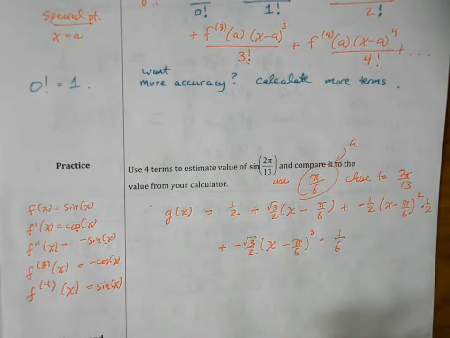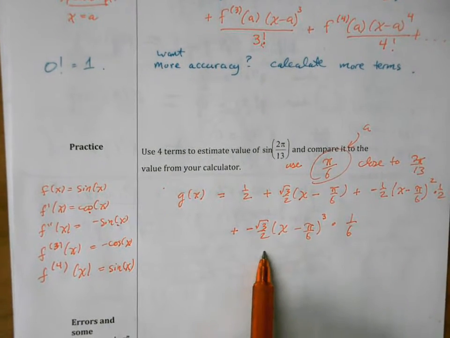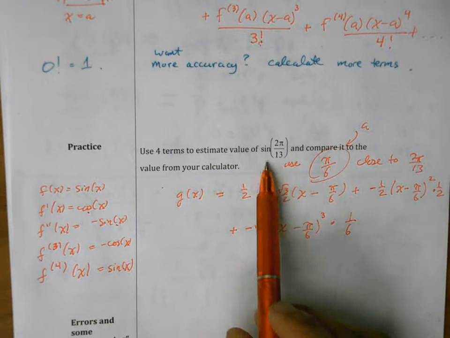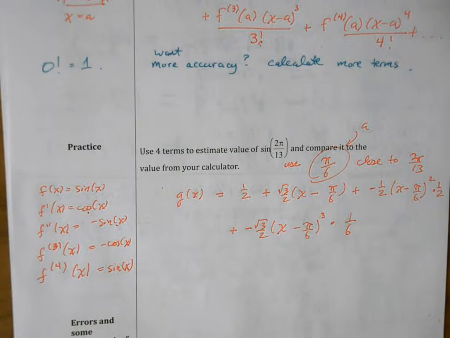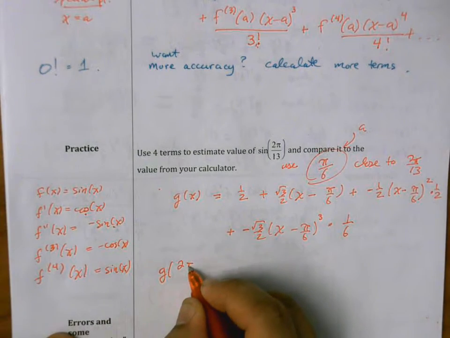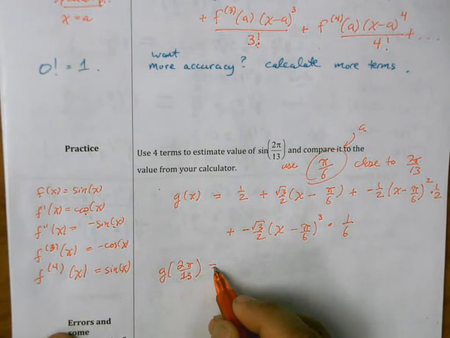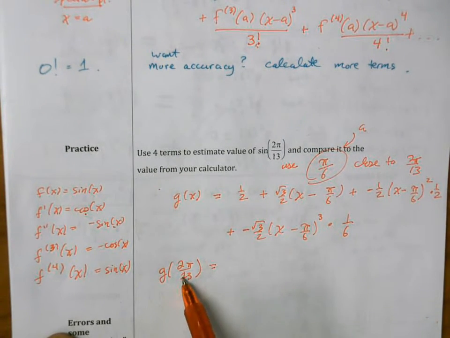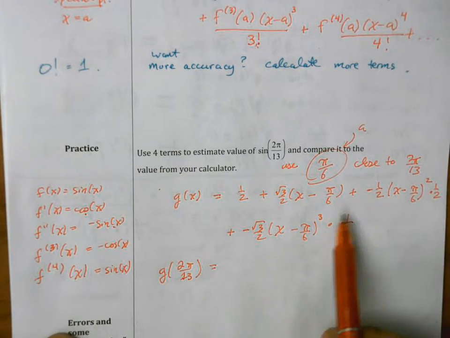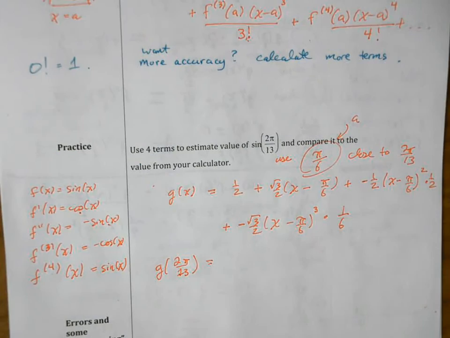And according to Mr. Taylor, this equation here is a very good approximation of the actual value of sine of 2 pi over 13. So g of 2 pi over 13, and I'm going to take out my calculator and let it do this, is equal to, so we're going to take 2 pi over 13 and plug this into these values for x, okay, and see what we get.